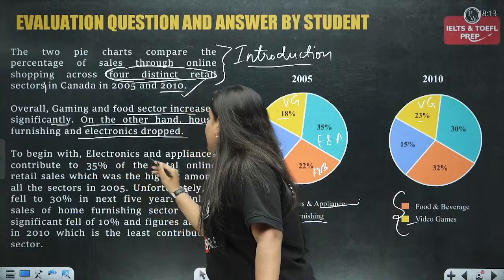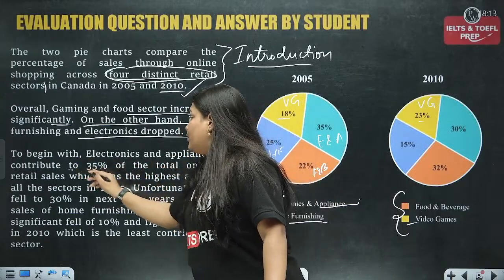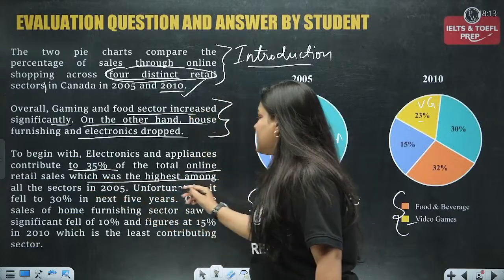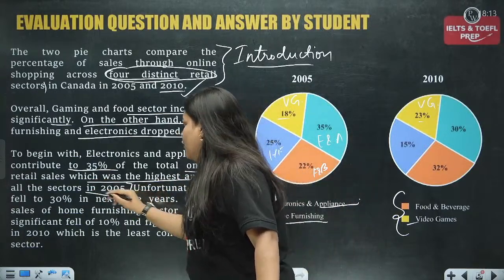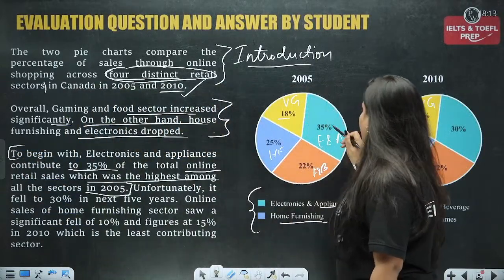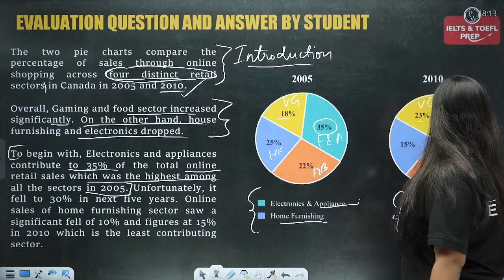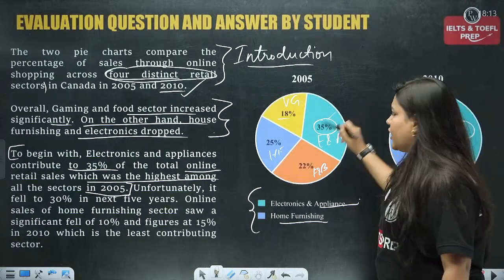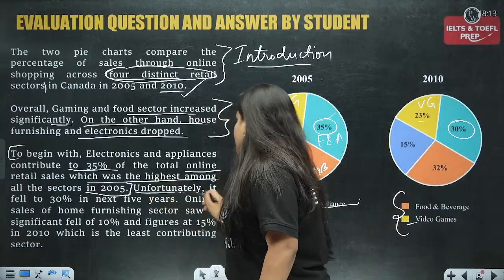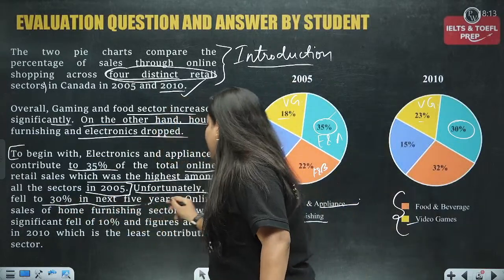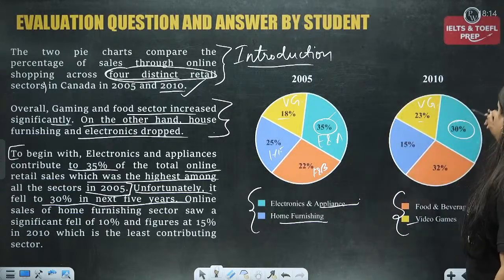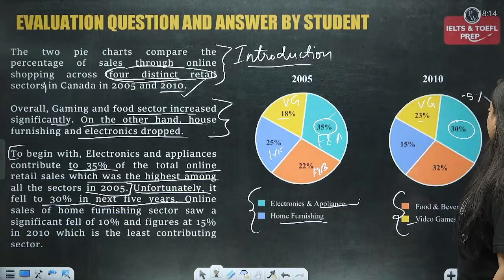To begin with, electronics and appliances contributed 35% of the total online retail sales, which was the highest among all sectors in 2005. Unfortunately, it fell to 30% in the next 5 years. We can see that it was 35 and then it was 30, so it fell by 5%.